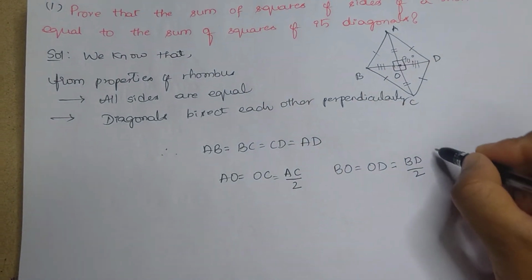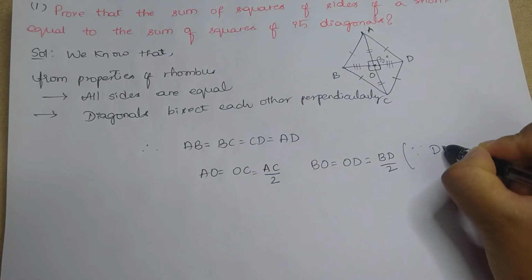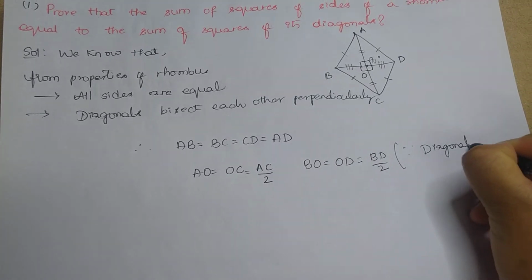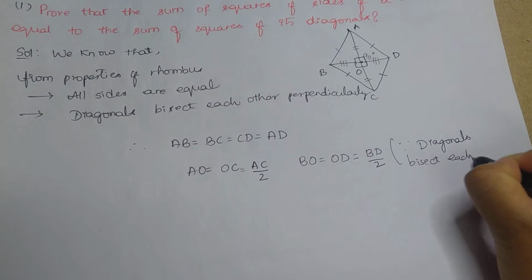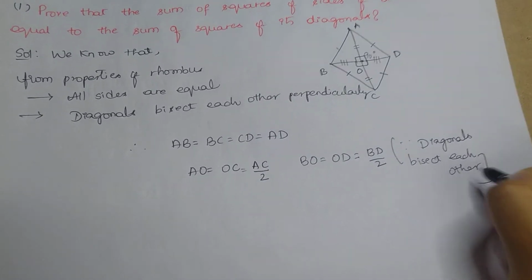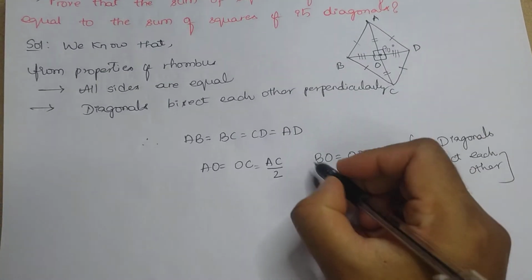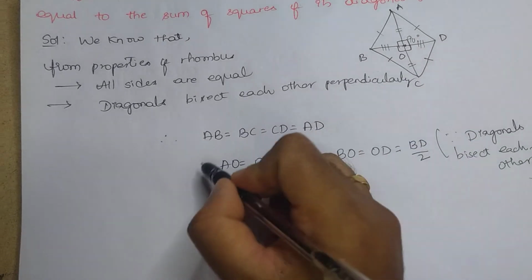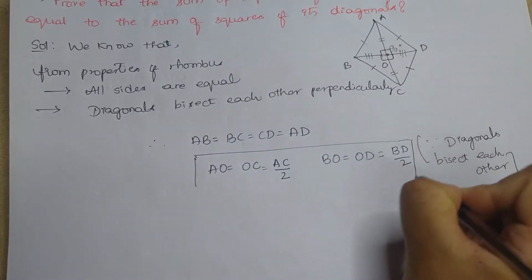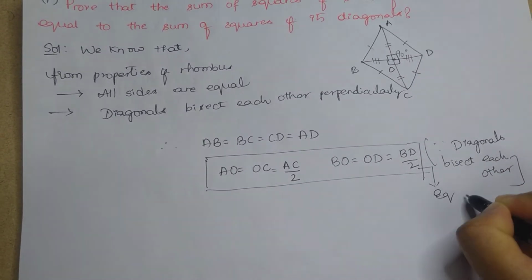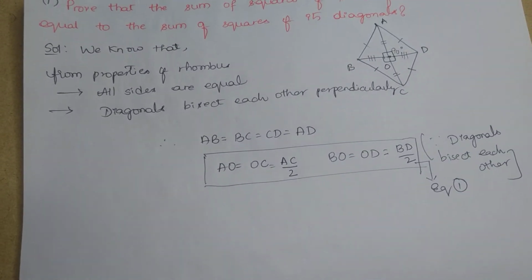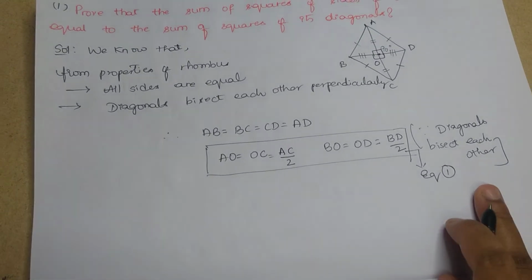Write in brackets since diagonals bisect each other. Okay, so what will I do here? Put this entire thing in a bracket and put it as equation 1.